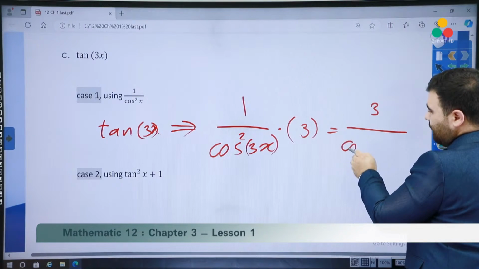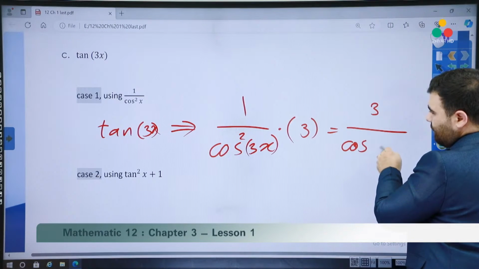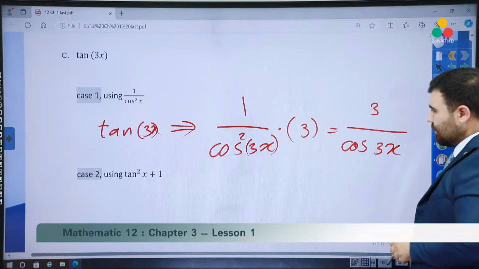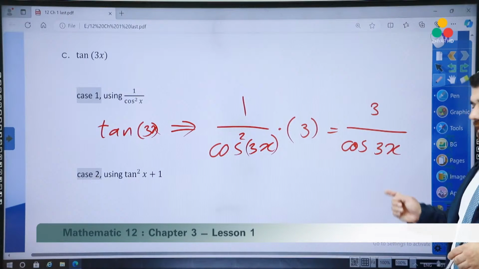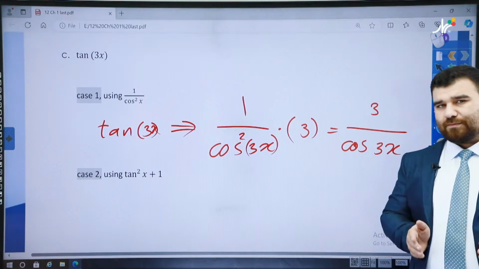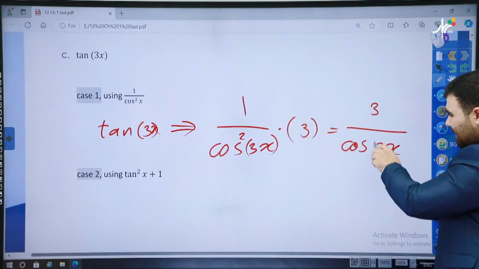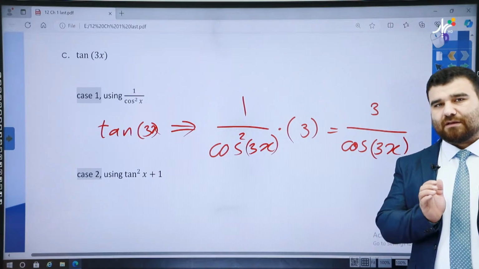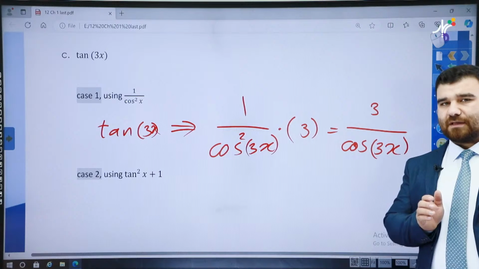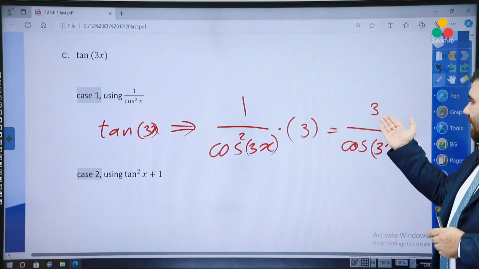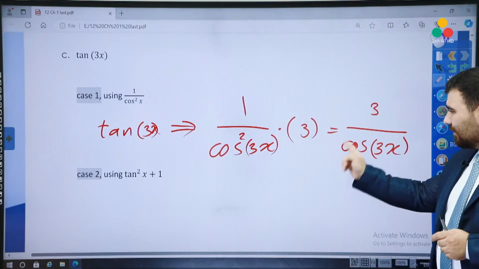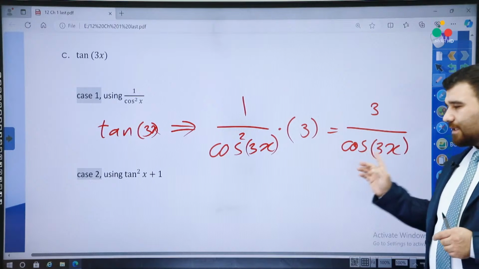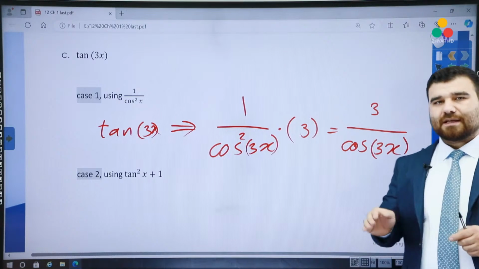3 over cosine squared 3x. Can this 3 cancel this 3? Of course not, because this 3 is the angle. The angle is locked inside the cosine. It cannot be simplified. This 3 is a constant. If we had a 3 here, it could cancel this. But this 3 inside the cosine cannot be cancelled.